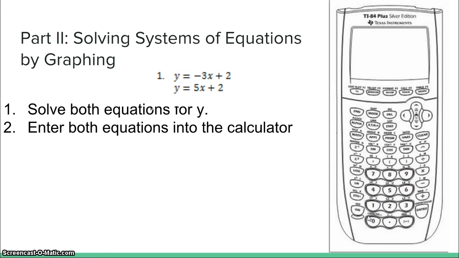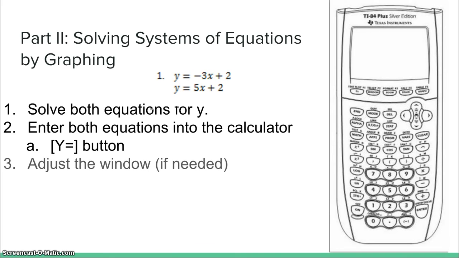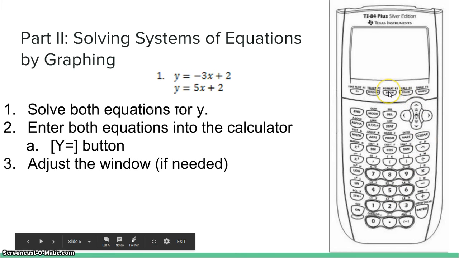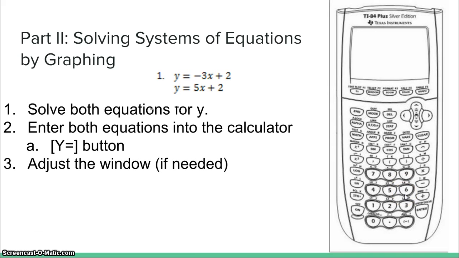Once you've got both of those typed in, and that's under the y equals button, adjust your window if needed. Now, most of these you won't need to do too much adjustment, and so all you'll need to do is press zoom and then press option 6, which is zoom standard. What that does is it sets your window up so that from x to x you see from -10 to 10, and from y to y you see from -10 to 10 as well. Okay, that's a standard window.